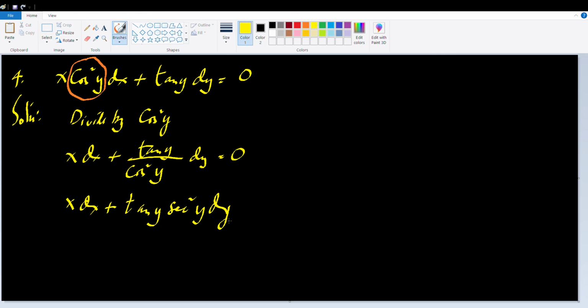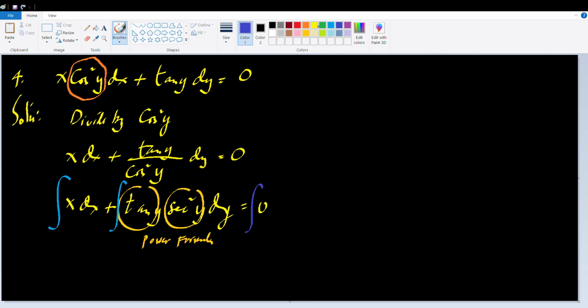Why am I doing that? Because secant squared y is related to tangent of y. The derivative of tangent y is secant squared y. So for this part, we can use the power formula. So to integrate the second integral is to apply the power formula. By the way, this is equal to 0. So what do we get? X dx is, of course, x squared over 2. And apply the power formula for tangent y secant squared y dy, where our u is tangent y and du is secant squared y dy.